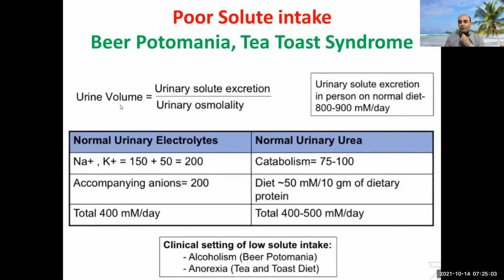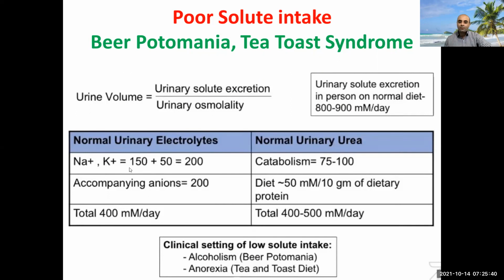We have urine volume. Our urine volume equals urine solute excretion per day divided by urine osmolarity. Normal urine solute excretion in a normal person is around 800, 700, 900, whatever; from 800 to 900 per day. Where does it come from? Just normal urinary electrolytes and normal urinary urea. This equals urine solute excretion.